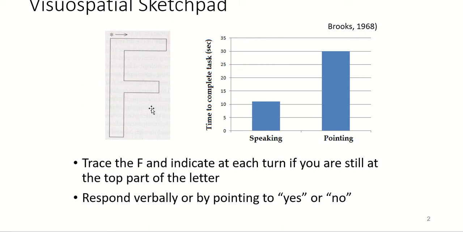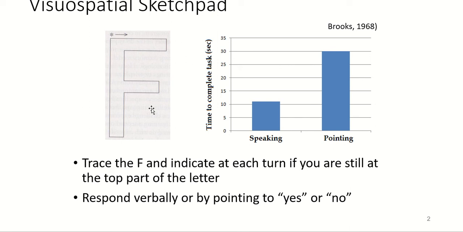Now what's interesting is that in this task, they actually manipulated the way in which people were responding to where they were on the letter. In one condition, they did exactly what I just did, which was the speaking condition. They would just say yes or no. In the other condition, they had on a blackboard, on the left side they had the word yes, and on the right side they had the word no. And people in that case just had to point to either the left or the right, depending on whether the answer was yes or no.